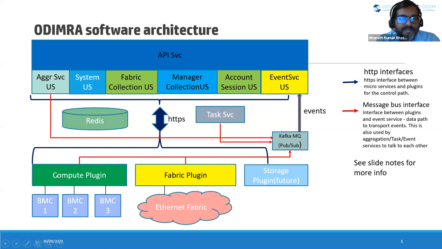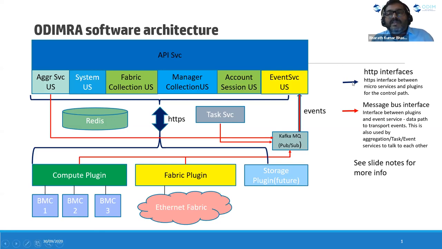And here below we have the compute plugins, which bridge between ODIM and the BMCs. That's a generic name you could replace with iLO, iDRAC and so on. There's also a fabric plugin, which currently supports Ethernet fabrics. The storage plugin is meant for external storage, that is SAN storage. Currently, it's not supported because Swordfish itself is undergoing changes.